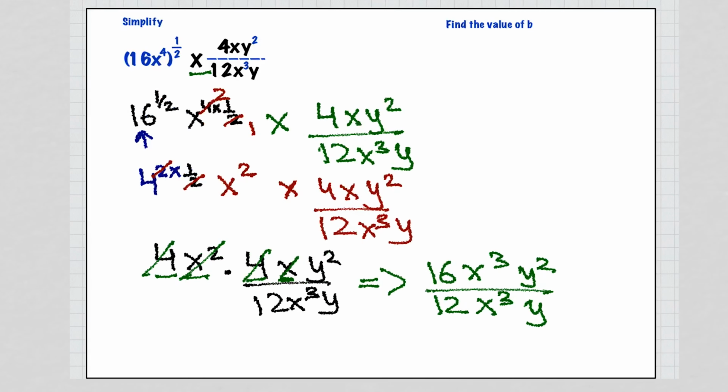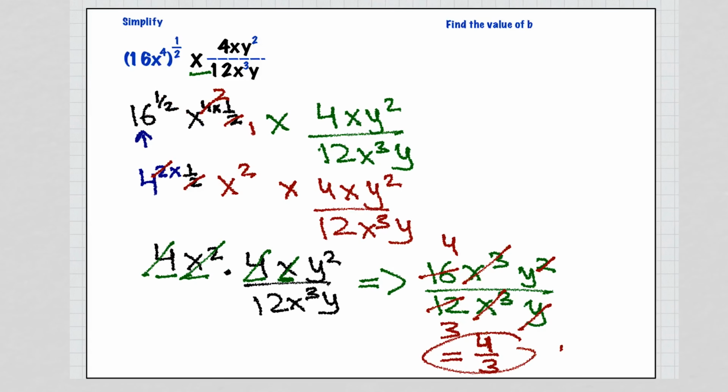Next step, x cubed and x cubed I can cancel out. This y cancels with y squared, and I can simplify it. 4 times 4 is 16 and 4 times 3 is 12. Next step, all the remaining things: in the numerator we have 4 left, and in the denominator we have 3. 4 over 3 would be our answer.